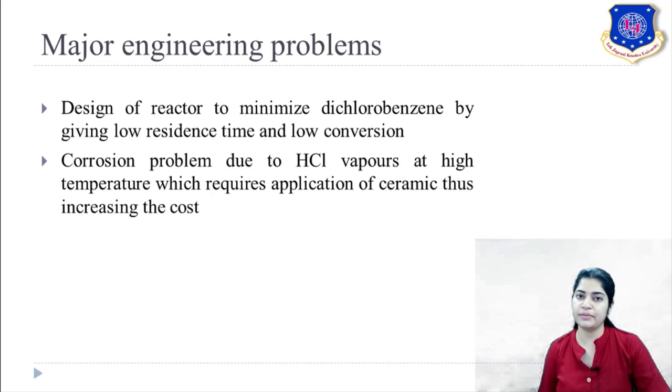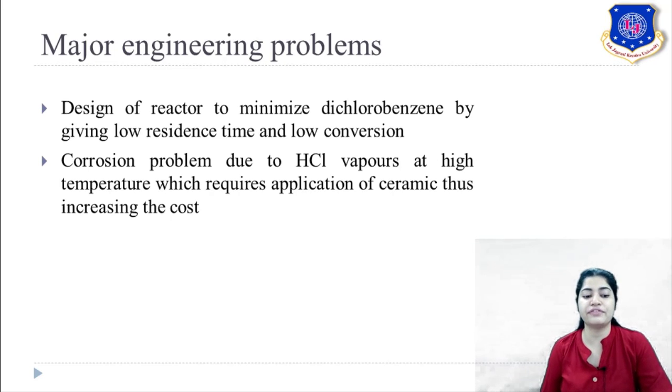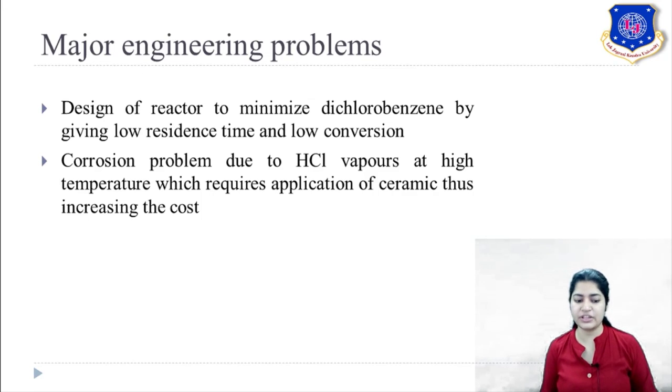Now the major engineering problems of this method are, first of all, the design of the reactor to minimize the production of dichlorobenzene by giving low residence time and low conversion. So along with benzyl chloride, there are chances of formation of what? Dichlorobenzene also. So your reactor design should be such that there is low residence time. Your reactants spend less time such that low conversion occurs. That is the reason only 20% of your benzyl chloride is formed. Because if you try to achieve more conversion, then instead of benzyl chloride, dichlorobenzene will be formed.